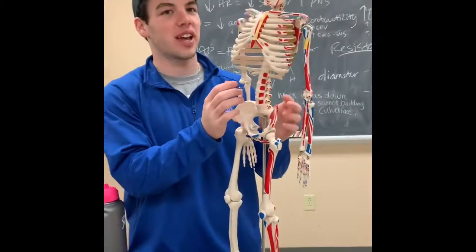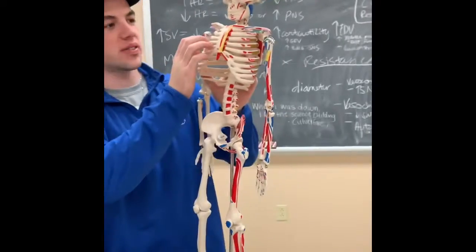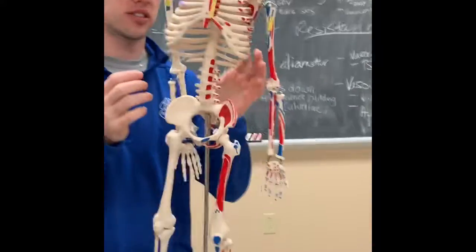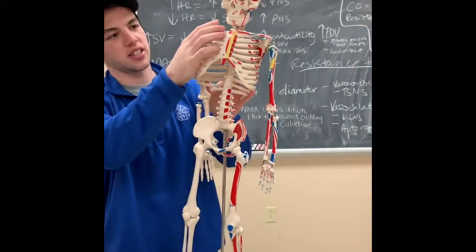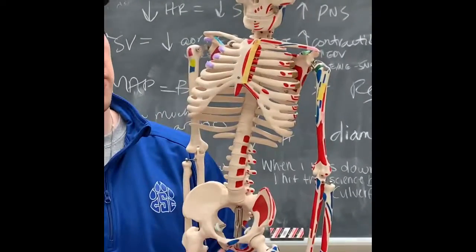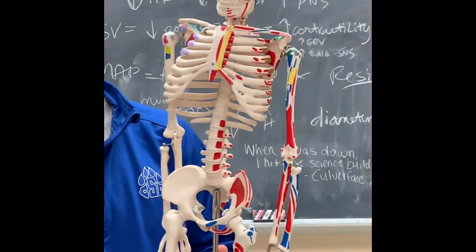First one we have is the subclavius. So it's right here, and you really don't have to memorize very many actions. It doesn't do a lot. It just kind of is there to stabilize the clavicle and depress it.